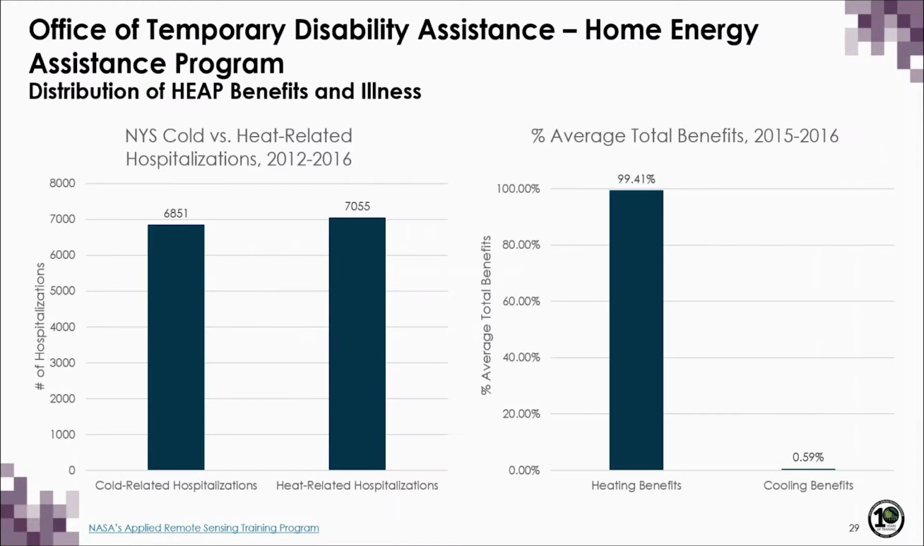So what we did for that program is we compared the burden due to heat and cold related illness. And you can see that the rate of illness is pretty similar across New York State for both of these illnesses. But when you look at the amount of funding that was being allocated before, 99% of the budget for the program is going to heating benefits, while only 0.59% was going to the cooling benefits program.